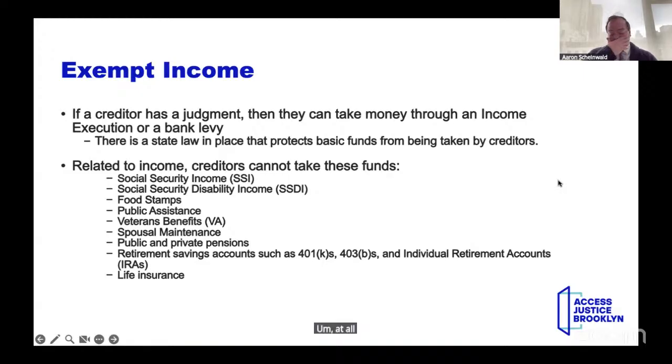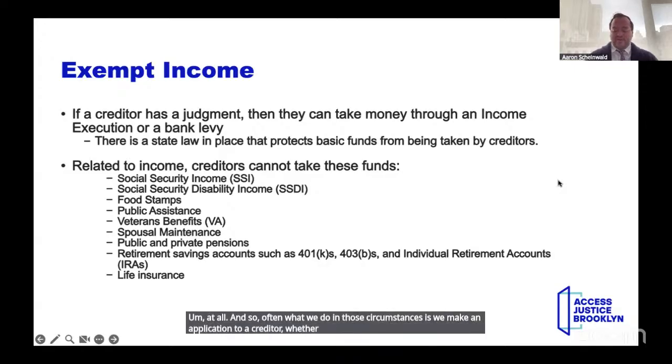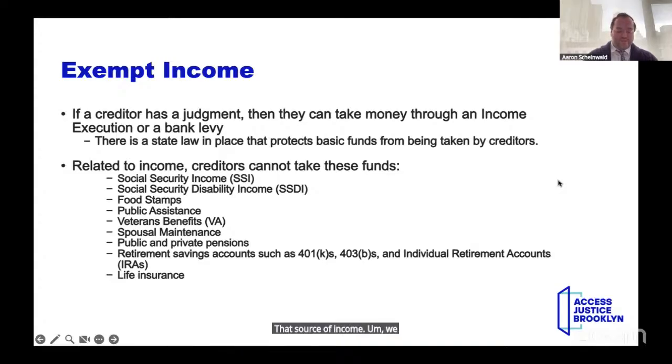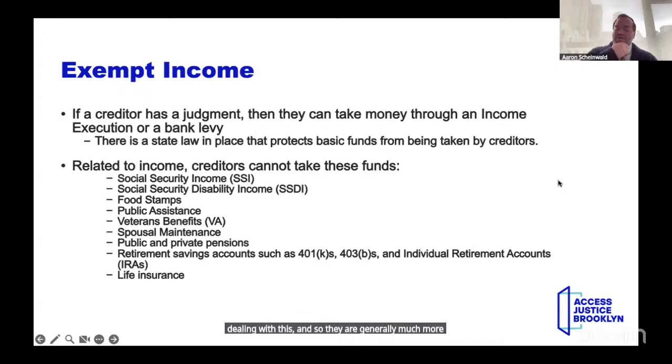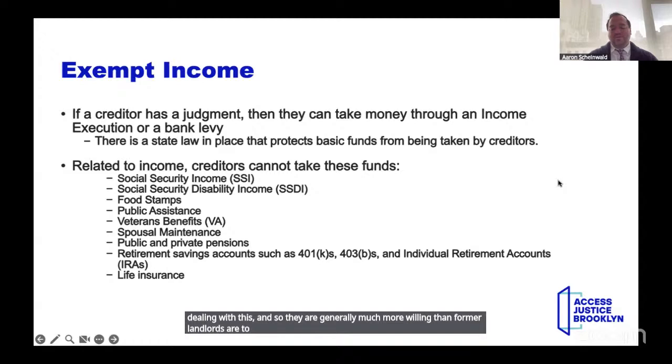And so often what we do in those circumstances is we make an application to a creditor, whether it's a judgment creditor or in court through someone who wants to be a judgment creditor, for voluntary discontinuance based on that source of income. We do this in civil cases with rent arrears. It is less successful than it is for larger financial institutions or debt buyers who do not want to go through the pain and expense of dealing with this. And so they are generally much more willing than former landlords are to release someone from a case and from paying at all in the future, from any sort of legal liability, on the basis of this exempt income.